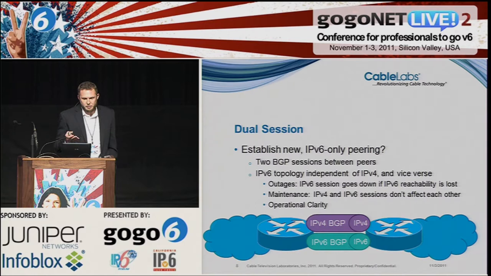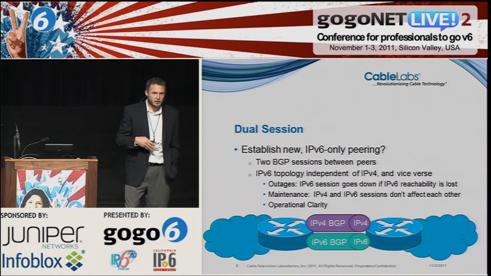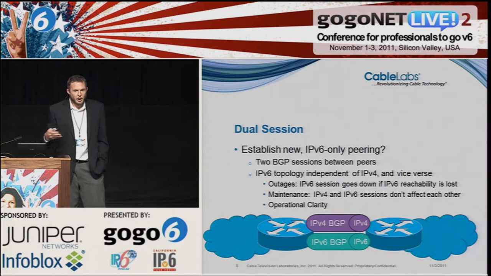If you're using an IPv4 peering session and transmitting IPv6 routes over it, and V6 connectivity goes away, you continue to advertise IPv6 routes, and all the traffic gets dropped on the floor, you just black hole it all. If you have an actual V6 peering session, then when V6 connectivity goes away, you pull your V6 routes down, and hopefully you're multi-homed and it fails over as it should. The other thing is with maintenance. You can take down V6, you can take down V4 without harming each other.